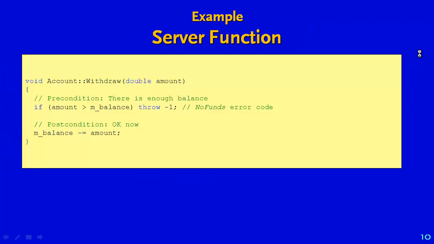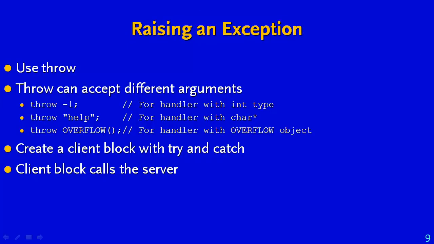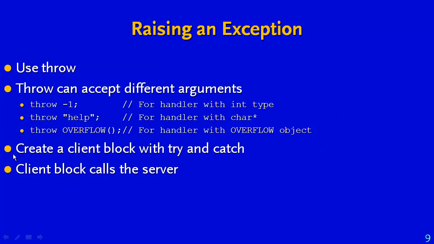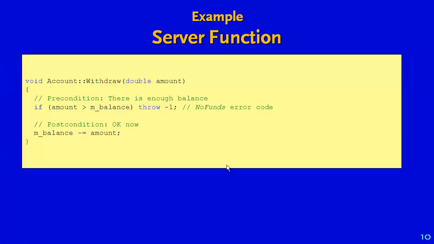So what can you throw? You can throw integers, -1, strings, whatever. So you don't have to create your own exception object classes. You can just throw numbers. The client block has a try and catch, of course, and the client block calls the server. So here is a server function. Somewhere you will have clients accessing the withdraw function of the account class, which we mentioned already. So you want to withdraw some money.